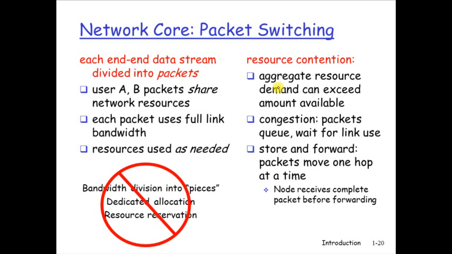Okay. For example, in my class, usually the capacity is 40, 45, but now we have 50 students. Okay. If it's circuit switching, the 5 more students will be disallowed. But in packet switching, people just pack in the room, right? So there might be congestion.